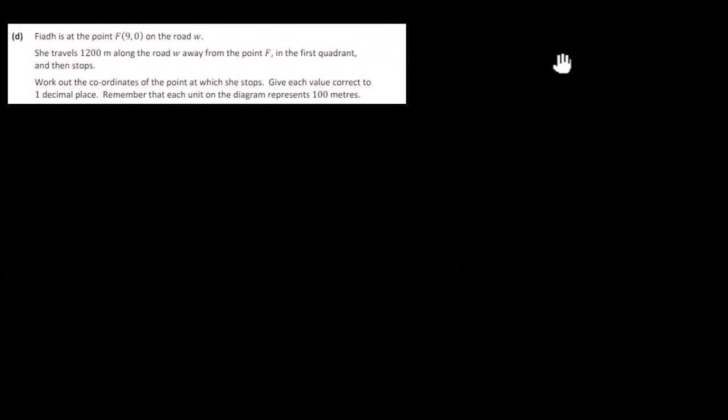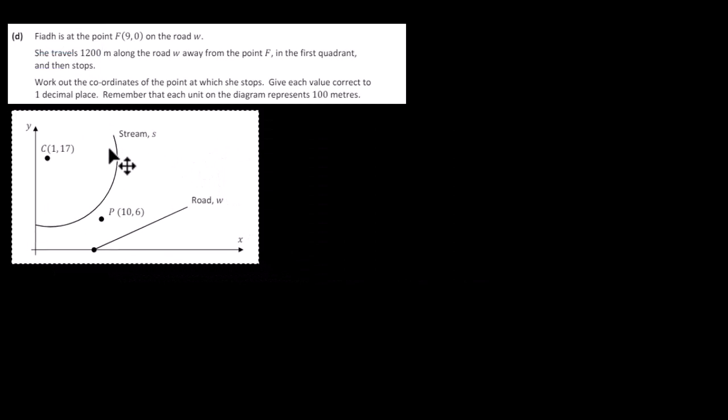Okay, so this is part D. Fiach is at the point (9, 0) on the road W. She travels 1200 meters along the road W away from the point F in the first quadrant and then stops. Work out the coordinates of the point at which she stops. Give each value correct to one decimal place. Remember that each unit on the diagram represents 100 meters.